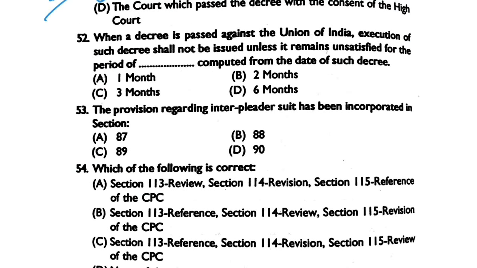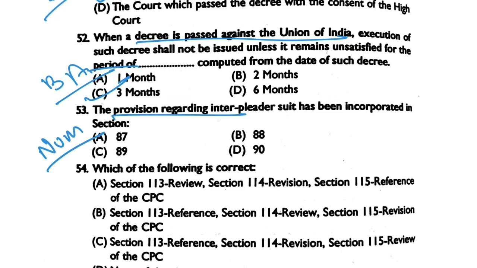52, when a decree is passed against the Union of India, execution shall not be issued unless it remains unsatisfied for a period of dash months. The answer is C, 3 months. Bare Act based standard question. Question 53 is a number-based question. You have to select the correct section number for interpleader suits. The answer is 88. You know the Bare Act, you should know it.